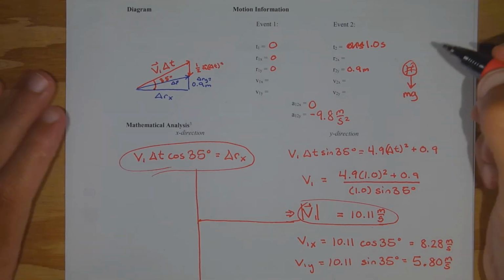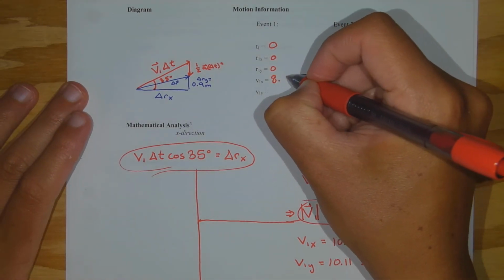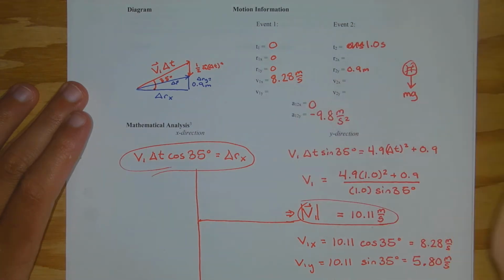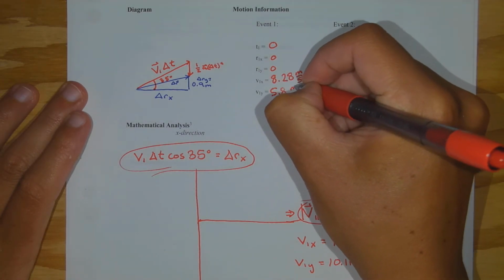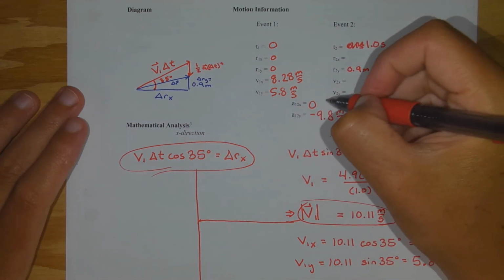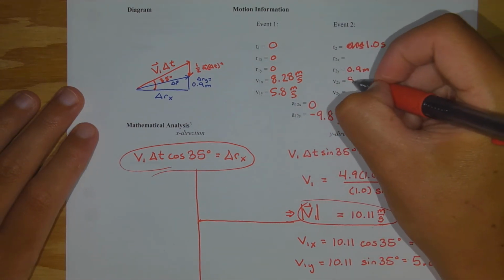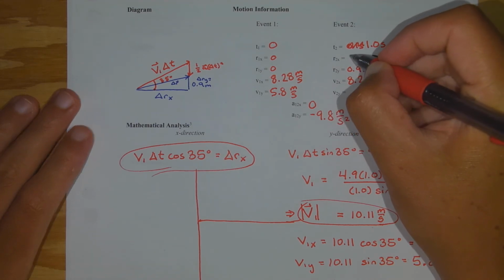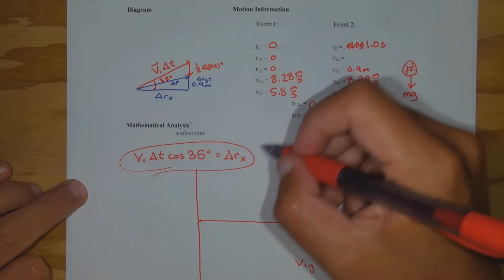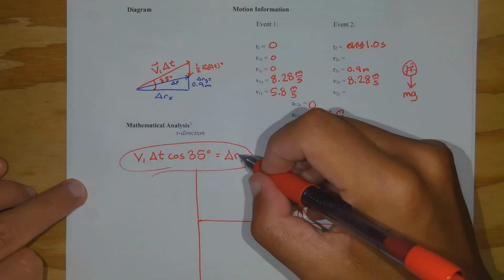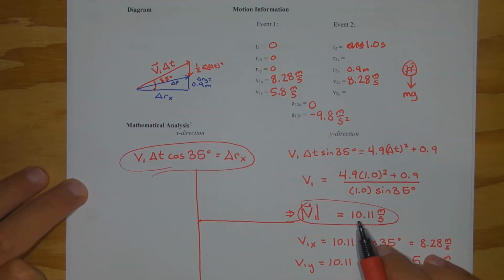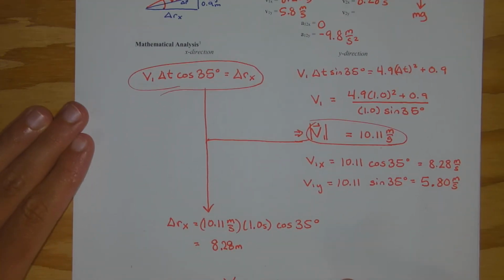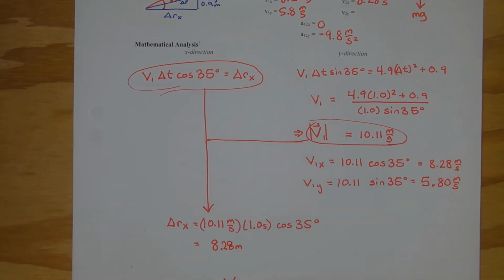We can put these values into our table, so this is 8.28 meters per second, and this is 5.80 meters per second. The acceleration in the x direction is equal to 0, so v2x is 8.28 meters per second. We have to find r2x. Well, if r1x is equal to 0, r2x is equal to delta rx, we can use this equation. And now that we found v1, we can put that in here, and we get 8.28 for r2x.